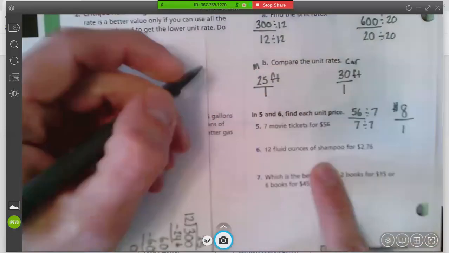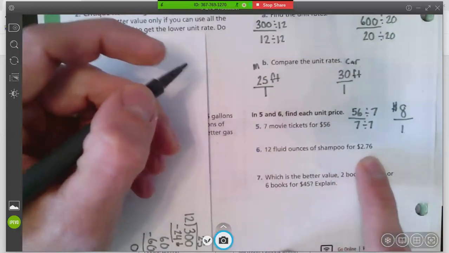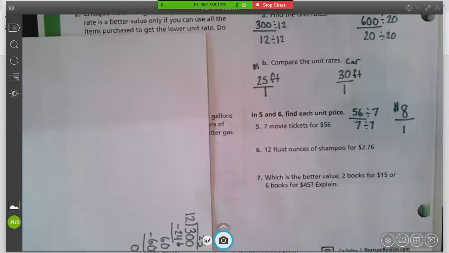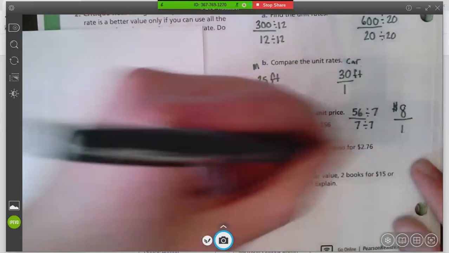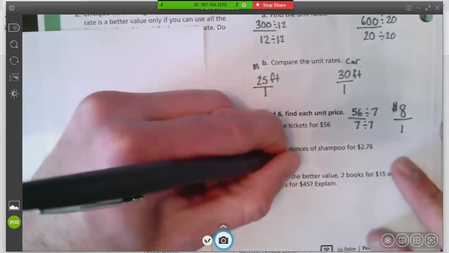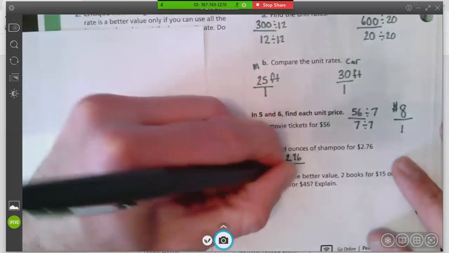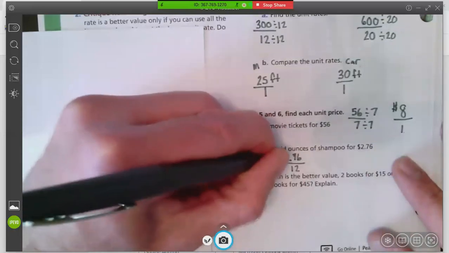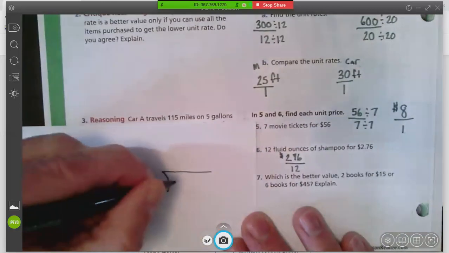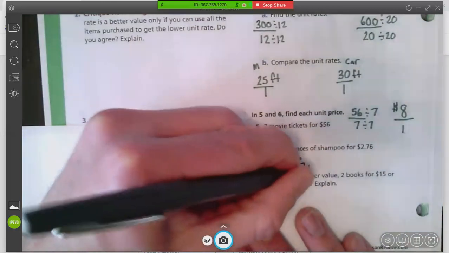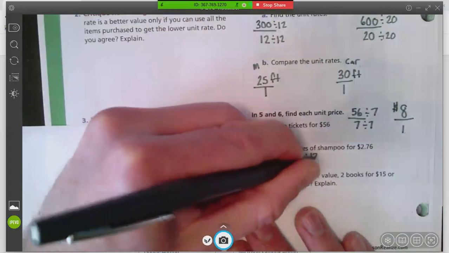Very good. Then we have 12 fluid ounces of shampoo for $2.76. What do I need to do there? $2.76 over 12. Very good. Now I have to divide both by 12.